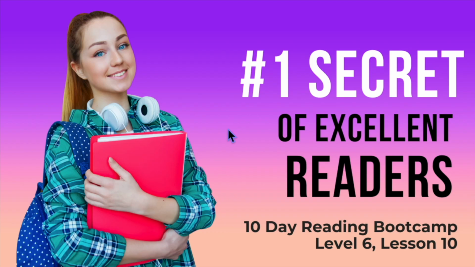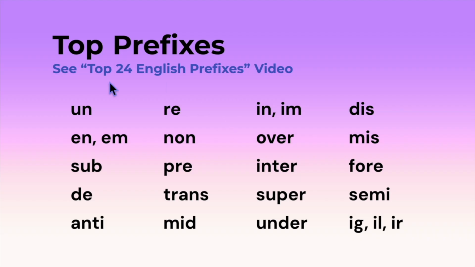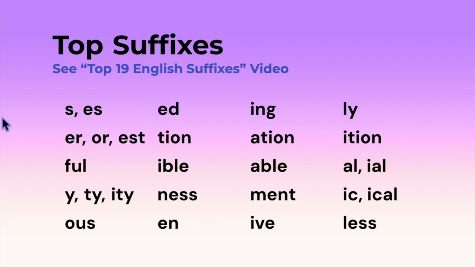Today, you're going to learn what's probably the number one secret of excellent readers. Before we begin, let's make sure that you're familiar with the top 24 English prefixes. If you're not familiar with most of these, please see my top 24 English prefixes video. Let's go through them quickly. Un, re, in, im, dis, non, over, mis, sub, pre, inter, for, de, trans, super, semi, anti, mid, under, ig, il, and ir.